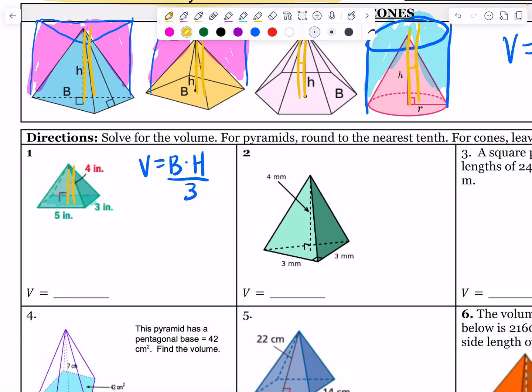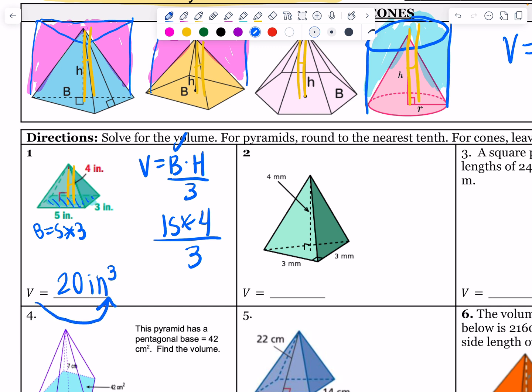So what does B represent? B represents the area of the base. What is the area of this base? It's a rectangle, so that's going to be 5 times 3, which is 15. What is my internal height? It is 4. And then we divide that by 3. When you type that in, 15 times 4 is 60, divided by 3 gives me 20. Of course, my units are inches cubed, because volume is always units cubed. It's how many tissues fit in the tissue box, how much water fits in your water bottle.